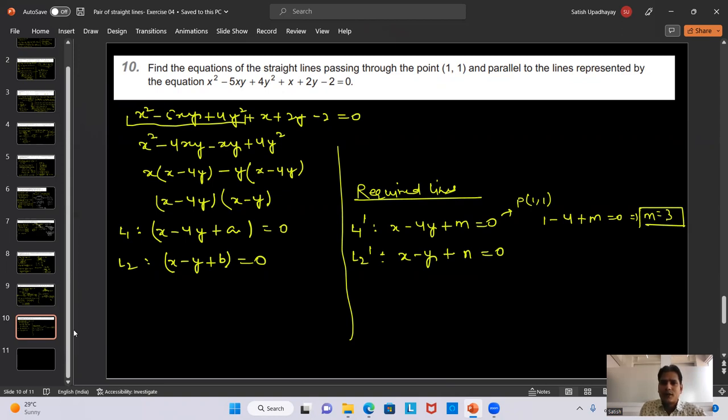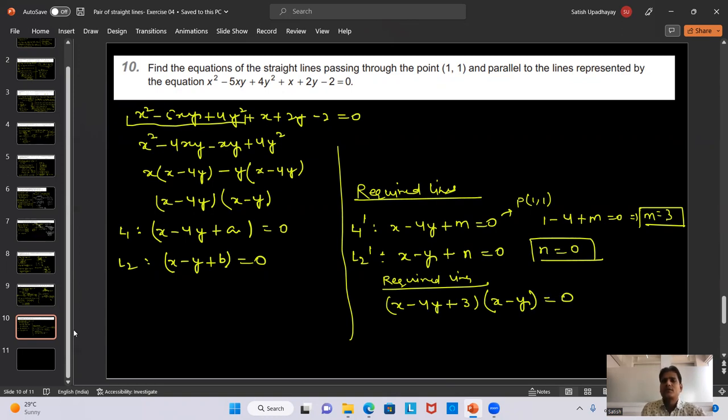And if you put 1, 1 here, we will have n equal to 0. So basically our required lines will be this. Our required lines will be x minus 4y plus m, that is 3, and into that, for the joint equation, we can give it in this way: x minus y plus 0, that is nothing, x minus y equal to 0. So the required lines will be this.